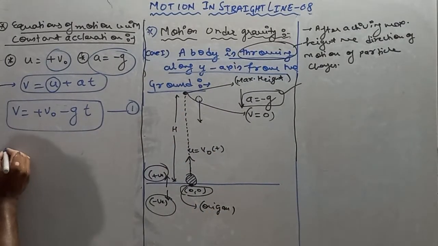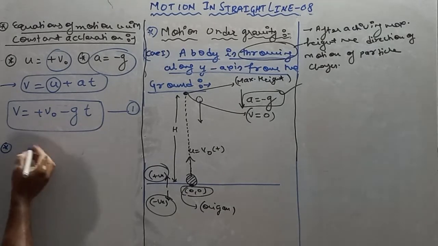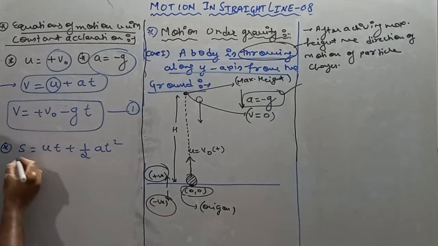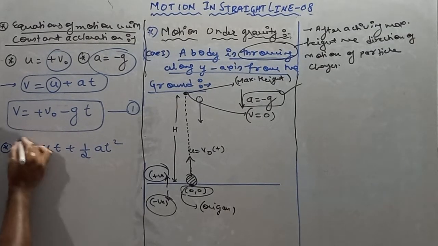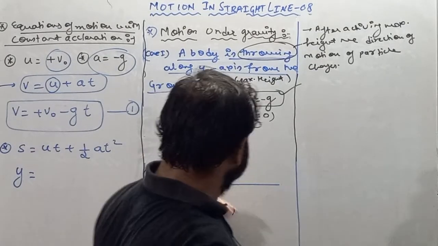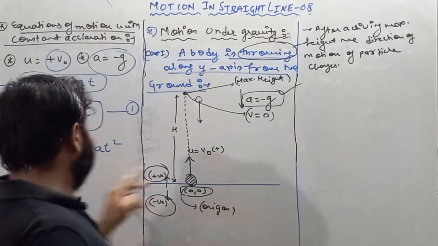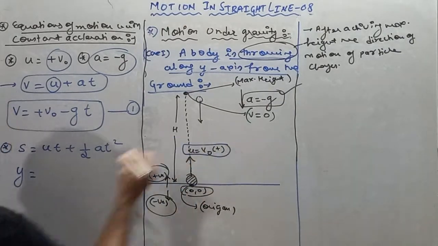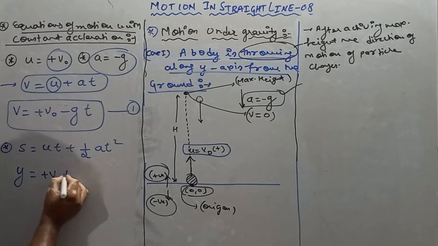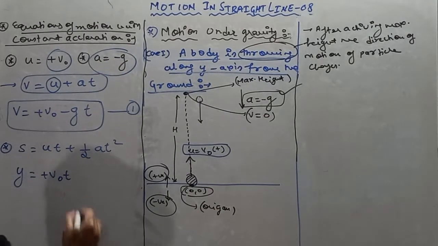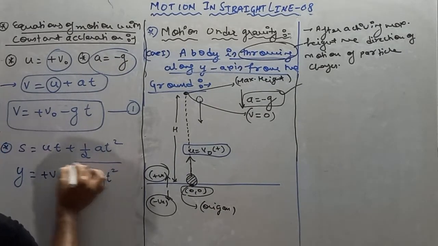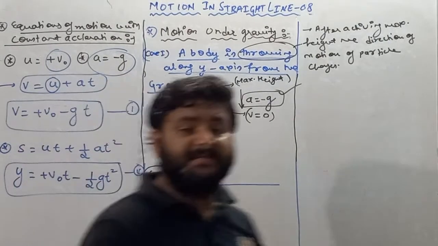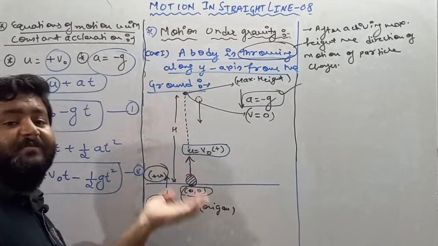Similarly, the second equation of motion is s is equal to ut plus half at square. Instead of s, I'll write y, because s is nothing but displacement, and here displacement is always considered along the y-axis. So y is equal to u, the initial velocity, which we'll consider to be plus v naught, so it is plus v naught into t, and instead of acceleration I'll write minus g, so it is minus half gt square. This is your second equation of motion with constant acceleration if the body is thrown from the ground and is moving along the y-axis.